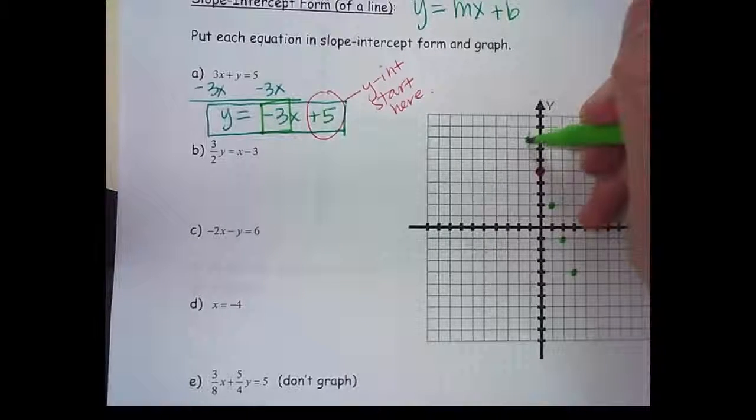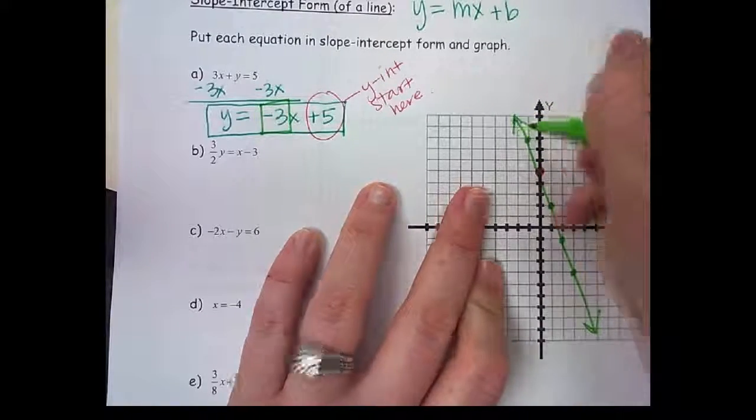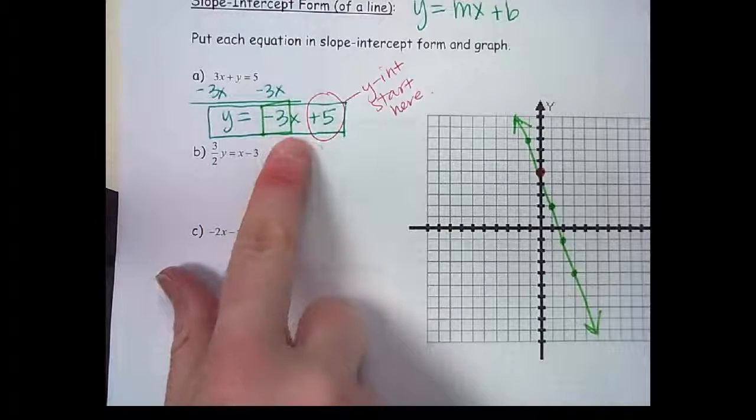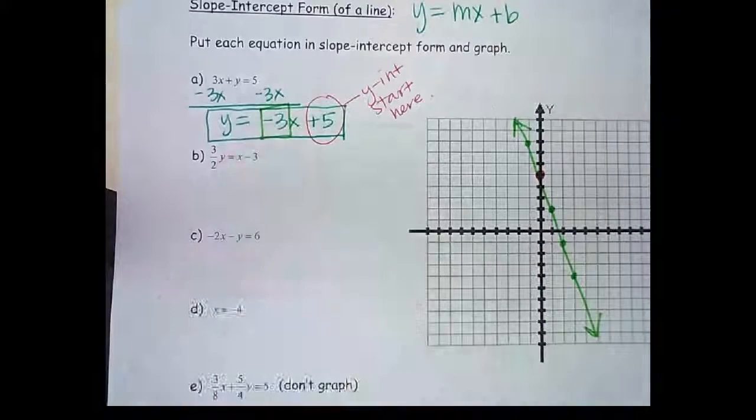So the main thing is getting the equation in slope-intercept form, because if you can't do that, your graph will be wrong. So this is the part where I want you to focus on.